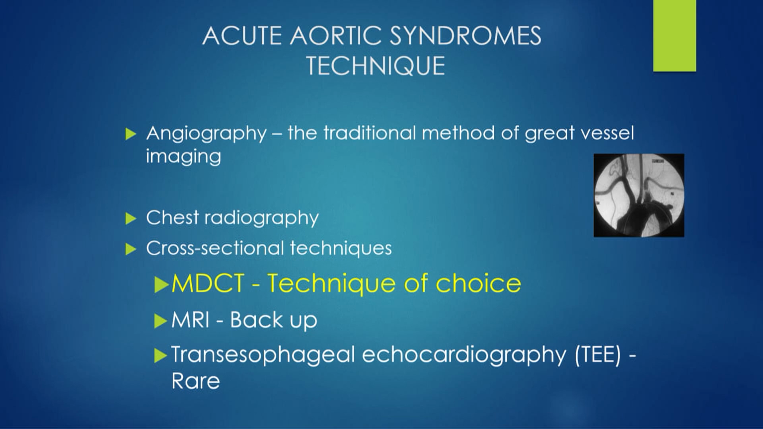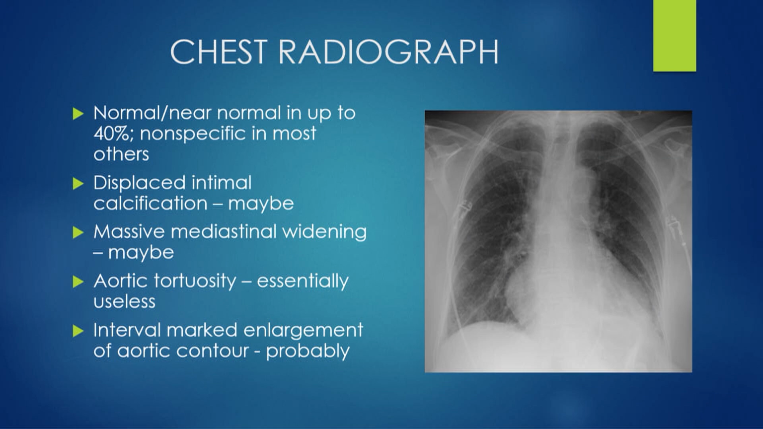If you go back a good 40 or so years, angiography was, of course, the traditional way to diagnose that. I'm going to talk just briefly about chest radiography because I think there's a caveat in there. And then cross-sectional imaging, I'm mainly going to talk about MDCT, but we'll talk about MRI as well a little bit and brush on TEE.